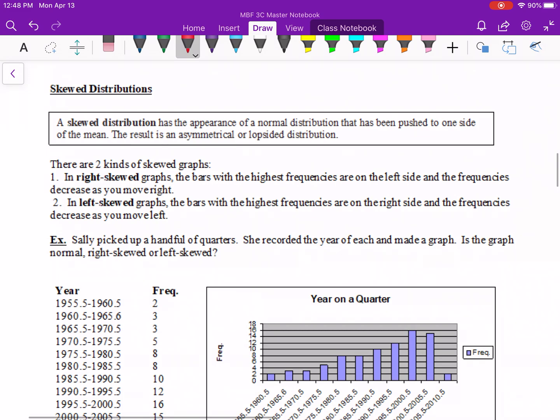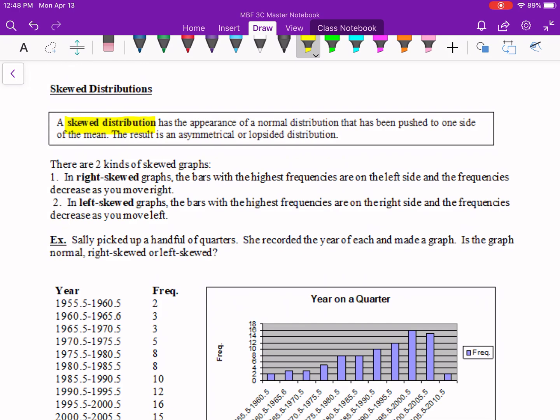Things don't have to be normal distributions, though. They could be different. One common different type of distribution is called a skewed distribution. And that's one that's kind of lopsided. It has the appearance of a normal distribution that's been pushed to one side of the mean. The result is an asymmetrical or lopsided distribution.